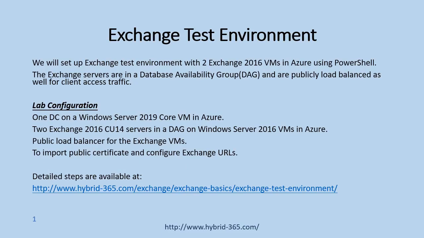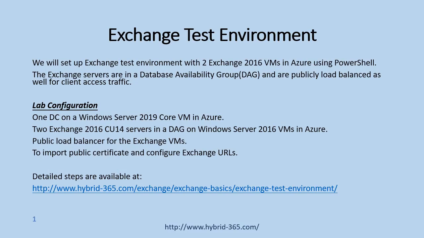Hello all. Today we will set up an Exchange test environment, and the test environment will have two Exchange 2016 VMs in Azure. The Exchange servers will be in a DAG, a database availability group, and the VMs will also be publicly load balanced for the Exchange client access traffic.